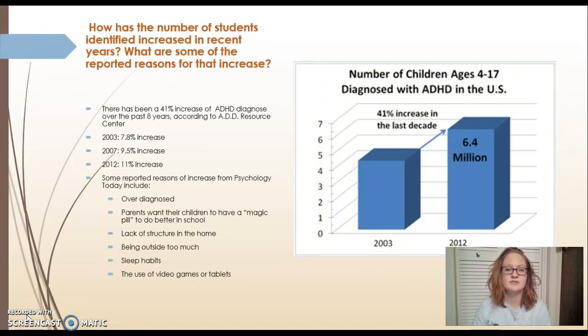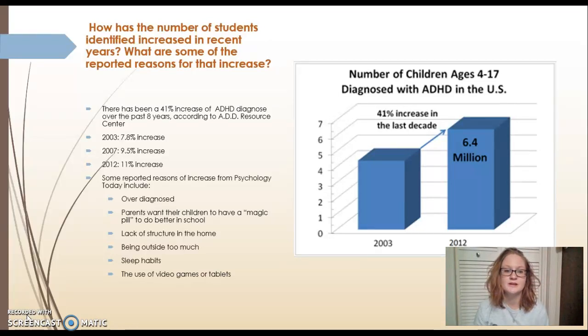From 2003 to 2012, there has been a 41% increase of ADHD being diagnosed over the past 8 years. In 2003, there was a 7.8% rate. In 2007, there was a 9.5% rate, and in 2012, there was an 11% rate.